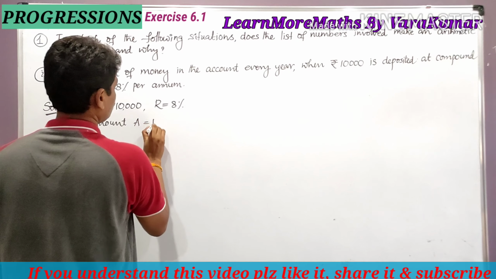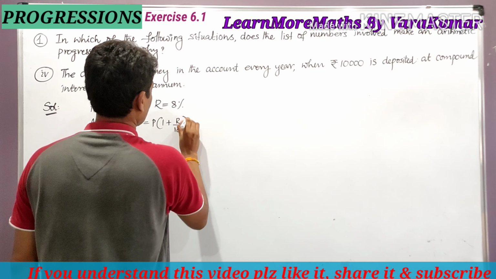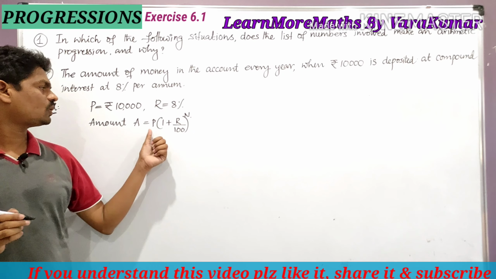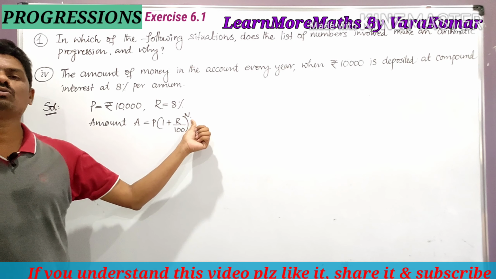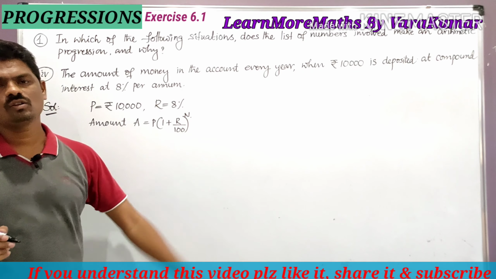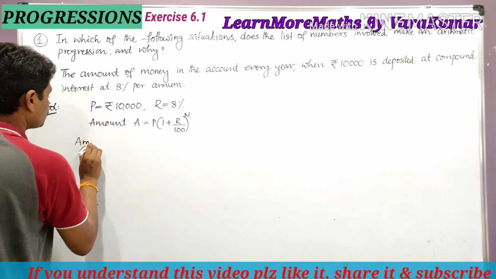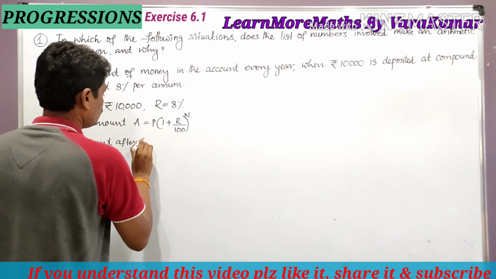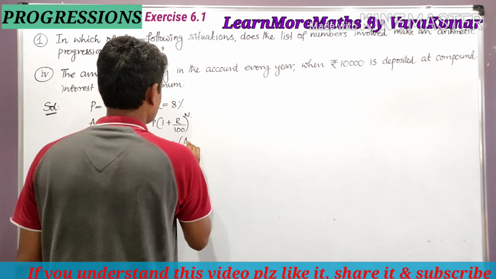A is equal to P into (1 plus R by 100) whole to the power n. So this is the formula, student. A is amount, P is principal, R is rate of interest, n is number of years. Here for every year we have to find, so n is equal to 1 here. So the amount after 1 year, the first year. Let it be A1, student.